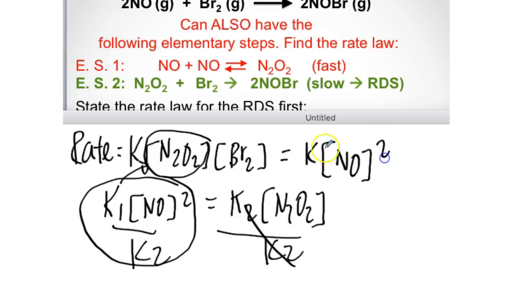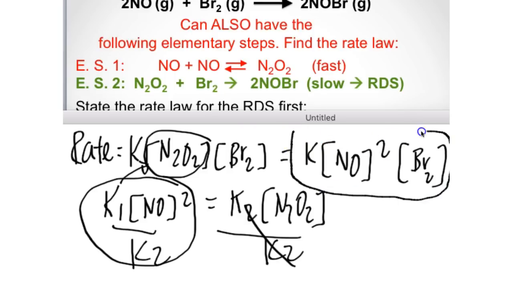And when we do that, we get k[NO] squared. Remember, all three k's form another k value. Just call it k. And [Br2], which is left over here. So this is the new rate law, which does include NO, and it does include Br2, and it is based off the rate determining step. So that would be the correct answer.